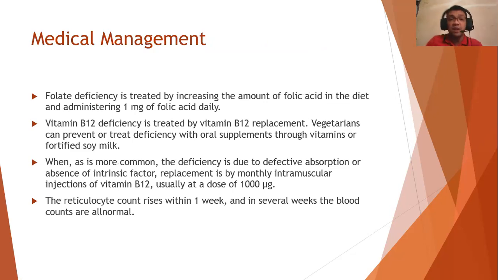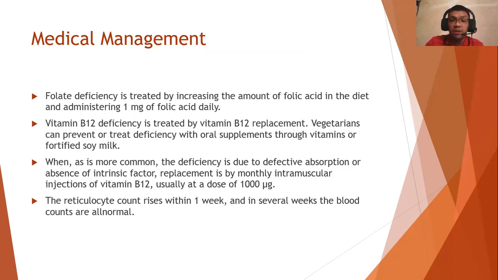What is the medical management? Folate deficiency is treated by increasing the amount of folic acid in the diet and by administering 1 milligram of folic acid daily. Vitamin B12 deficiency is treated by administering vitamin B12 replacements. Vegetarians can prevent or treat deficiency with oral supplements through vitamins or fortified soy milk.